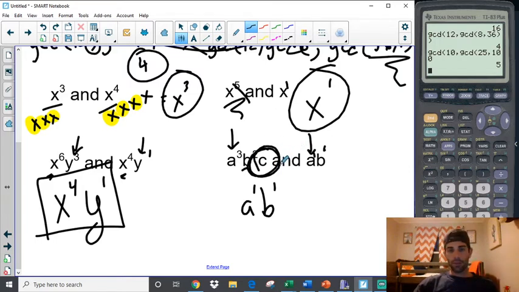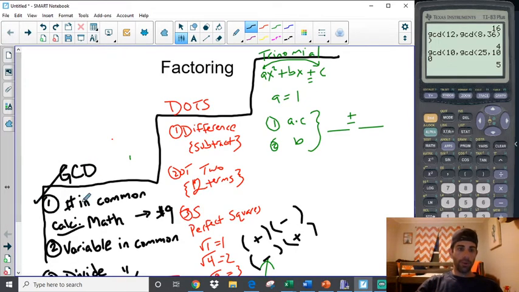Now, what happens if there's a letter all by itself with nobody to share with? Don't touch it. Leave it alone. There's your GCD. All right, so that is how you find the number in common. That's how you find the variable in common.